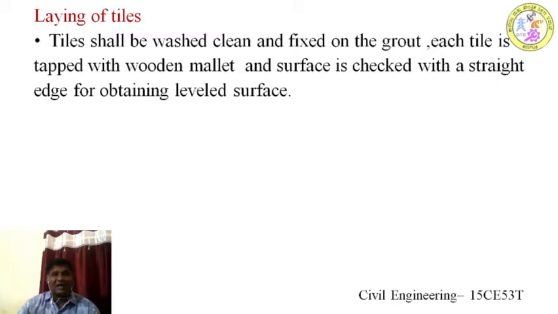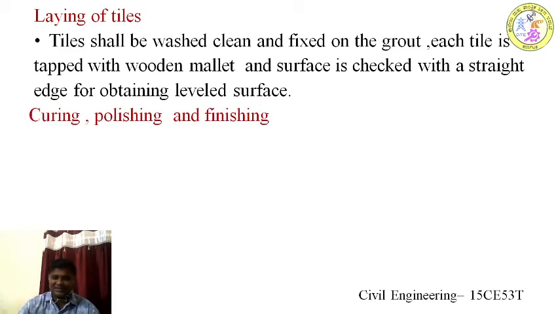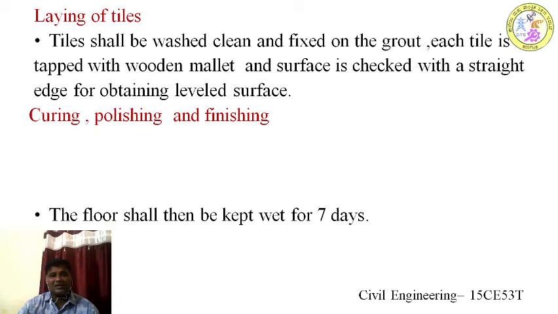I am going to check the level with the spirit level. If there are any undulations, I am going to use a wooden mallet to check the surface straightness. After the laying, I am going to remove all the cement slurry coming out of the joints, and then put white cement into the joints, and allow curing for 7 days.